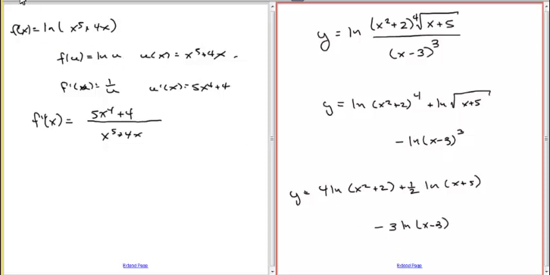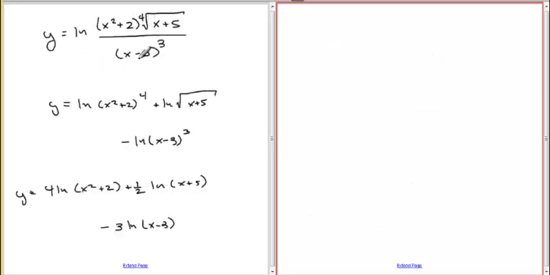And once you've simplified it as far as possible, breaking apart the products and the quotients and bringing out the exponents that are applied to the whole thing, then you would take the derivative. So the derivative here, you've got your constant 4. You take 1 over the denominator, which is the argument of the logarithm. The numerator is the derivative.